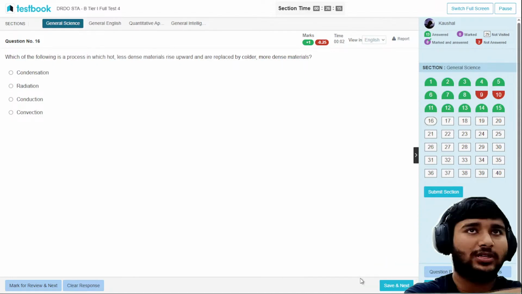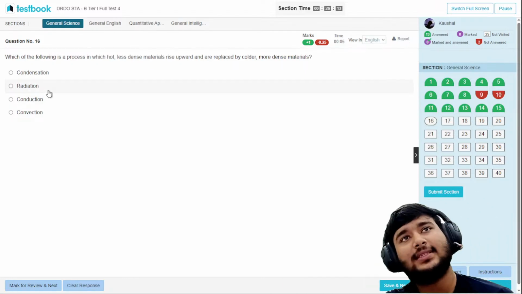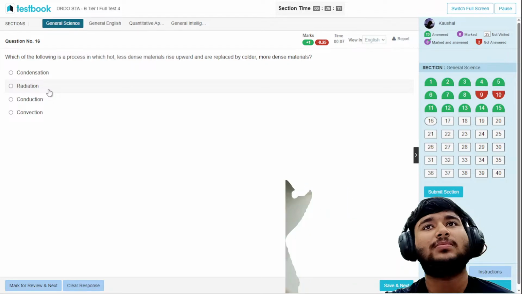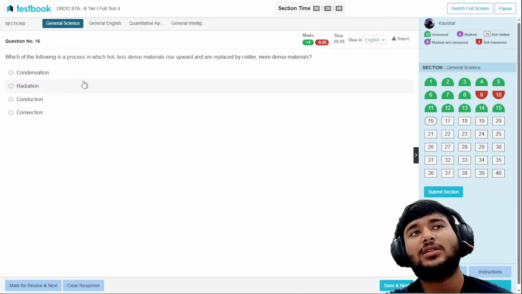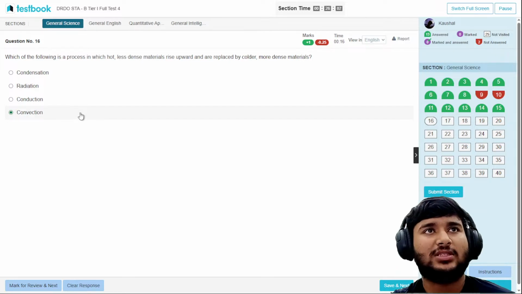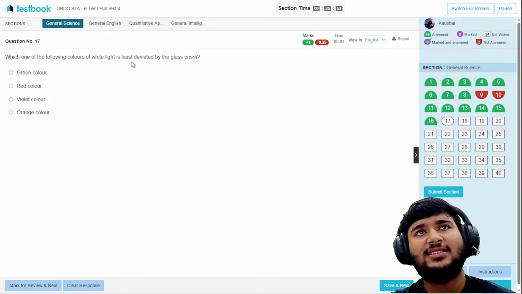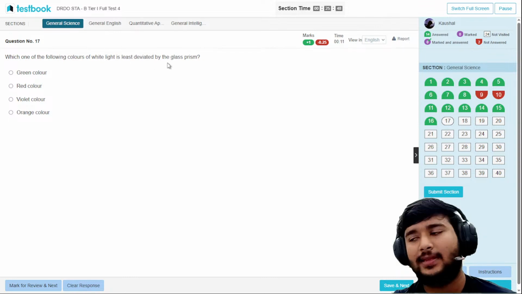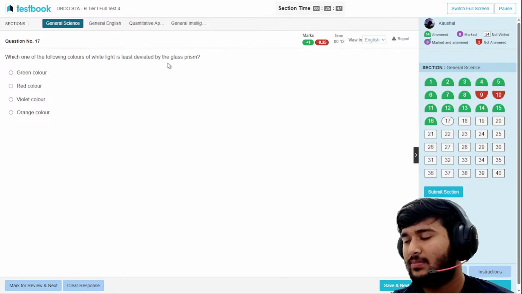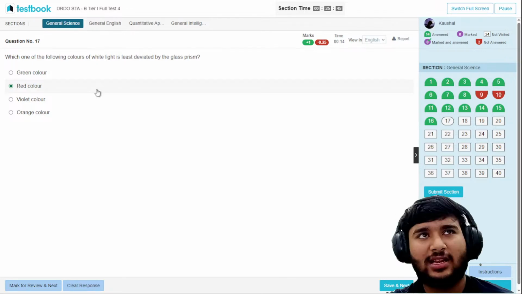Which of the following is a process in which hot, less dense material rises upwards and replaced by colder, more dense material? Convection currents. Which of the following colors of white light is least deviated by a glass prism? Least deviated, सबसे कम deviation किसमें दिखता है? रेड कलर में दिखता है सबसे कम deviation.